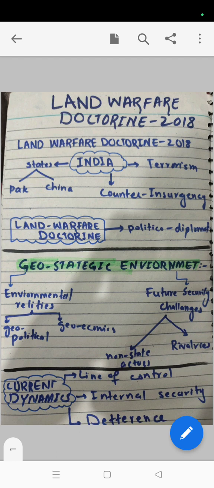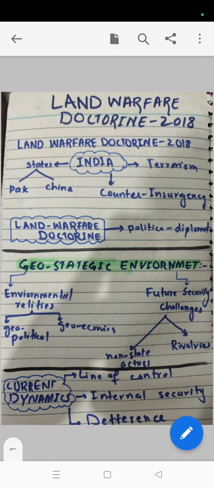The second one is the internal security. For India, internal security is more important than external security, because as they are rising, there is so much fragmentation and so much polarization in the society, and because of this polarization and fragmentation, it is needed that you create integrity, and for integrity you need internal security, and for internal security you need a strong strategic land warfare doctrine.